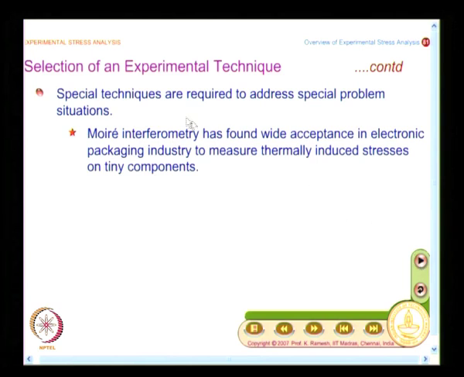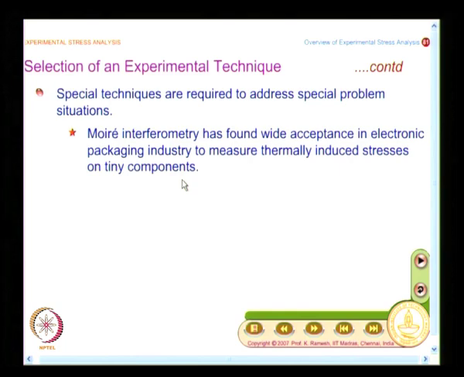So, you need special techniques to address special problem situations. And the moment you think of Moiré interferometry, you have to think of the electronic packaging industry, and you find it has found wide acceptance in the electronic packaging industry to measure thermally induced stresses on tiny components.